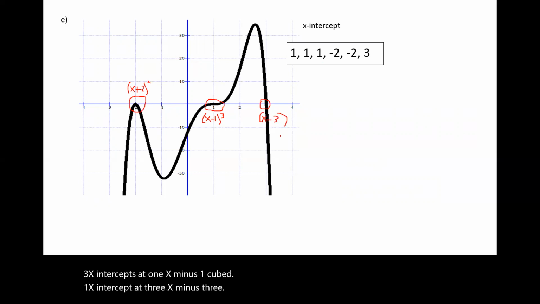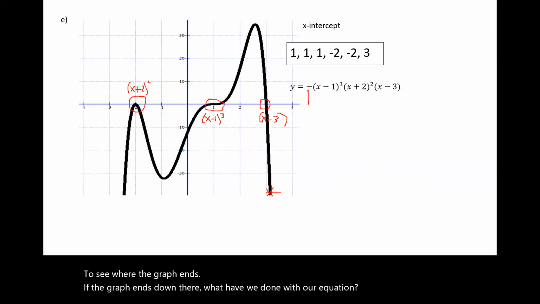Now, who has noticed what else we have to watch out for in this one? See where the graph ends? If the graph ends down there, what have we done with our equation? We need a minus sign.